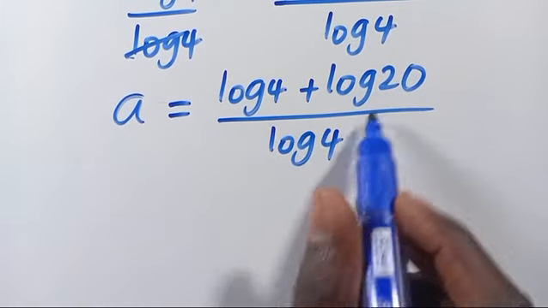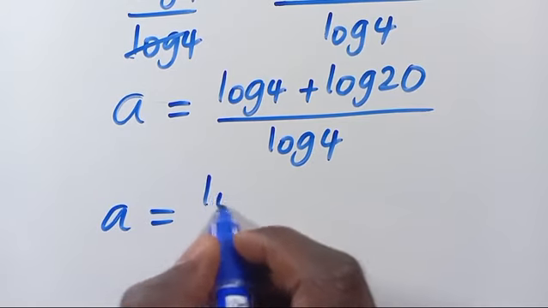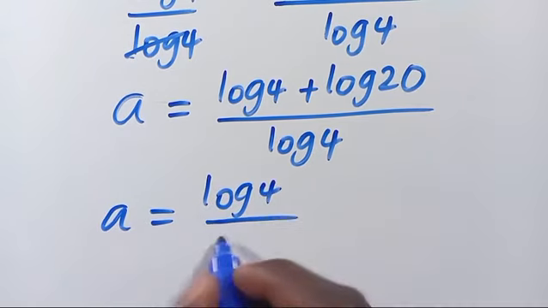Then divide this by this, and this by this. We have a equals log 4 divided by log 4 plus log 20 divided by log 4. Log 4 divided by log 4 will give us 1. So here a equals 1 plus log 20 divided by log 4. But let us note one thing, that 5 times 4 will give us 20.